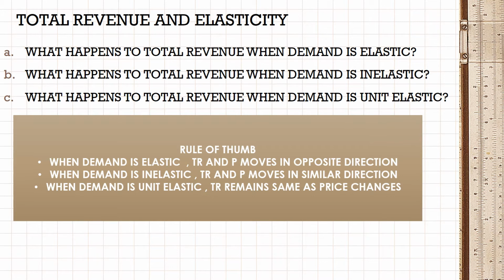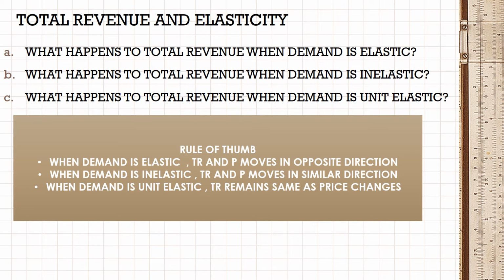For the first one, when demand is elastic, total revenue and prices move in the opposite direction. As in, when price increases, total revenue will decrease, or when prices decrease, total revenue will increase. For the second scenario, when demand is inelastic, remember in that scenario, price and total revenue will move in the same direction. As in, if price rises, total revenue will also increase. If price decreases, total revenue will also decrease.